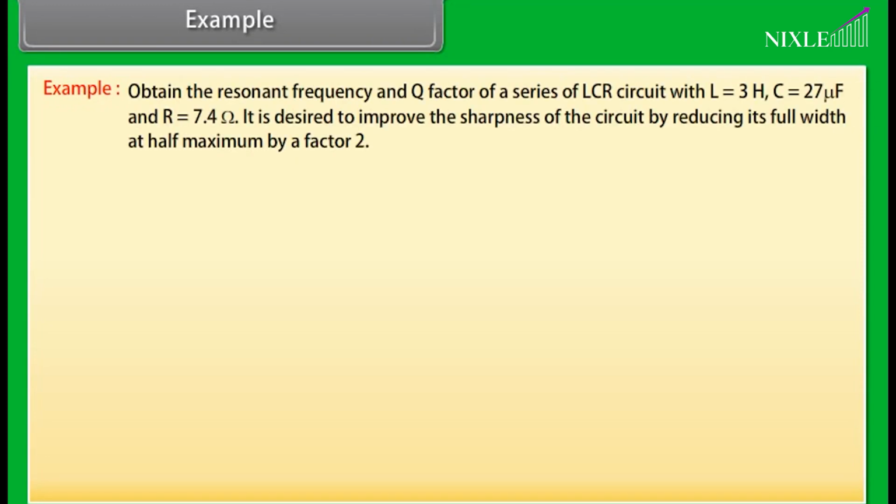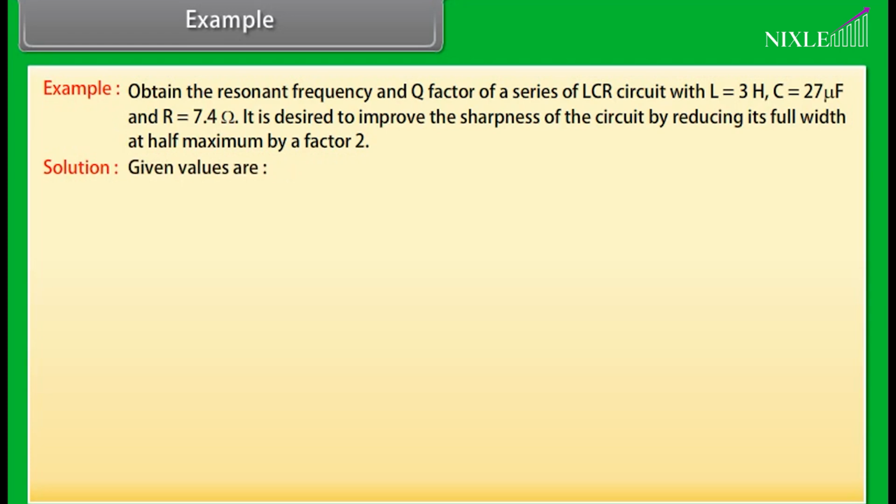Example: Let's take an example of resonance in LCR circuit. Obtain the resonant frequency and Q factor of a series LCR circuit with L equal to 3 Henry, C equal to 27 microfarad and R equal to 7.4 ohm. It is desired to improve the sharpness of the circuit by reducing its full width at half maximum by a factor of 2. Let's see the solution.